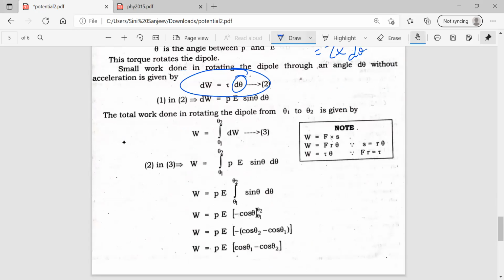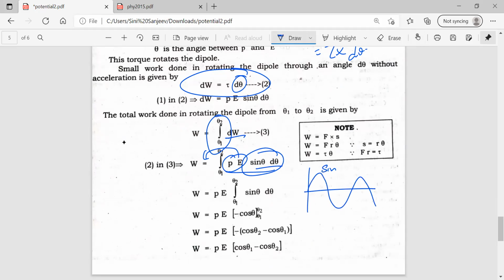So here we have to move from theta 1 to theta 2, because we are moving it through an angle. So dW is P E sine theta. I told you integration we only do for the similar terms. P and E are constants, so we take them outside. And what is the integration of sine theta? Just see this graph. Sine is on the top, cos is on the bottom. The integration of sine theta is cos theta.